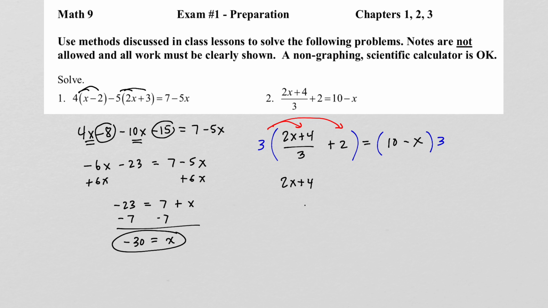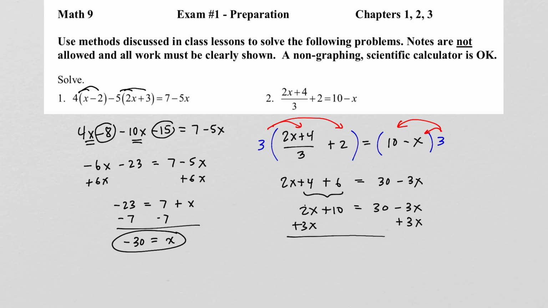Distributing the 3 here gives us positive 6. On the other side, distributing the 3 to each of these will give us 30 minus 3x. Combining like terms here, we have 2x plus 10 equals 30 minus 3x. Next, what I'm going to do is add 3x to both sides. This gives us 5x plus 10 is equal to 30.